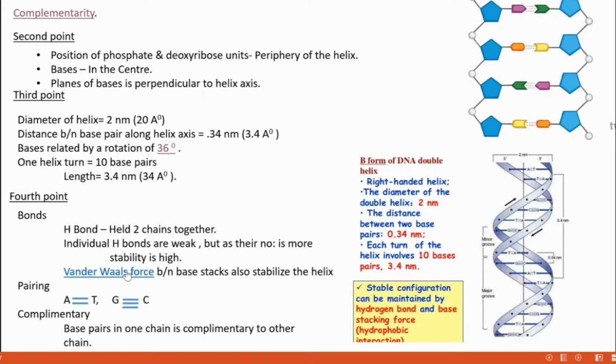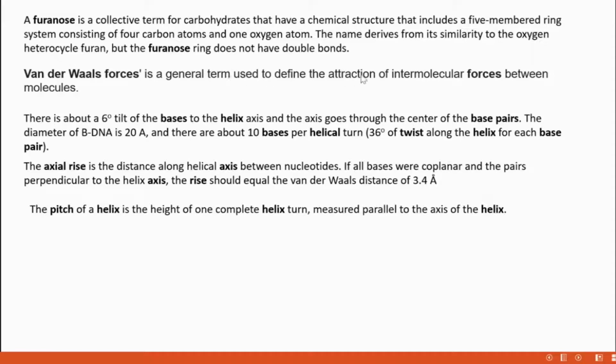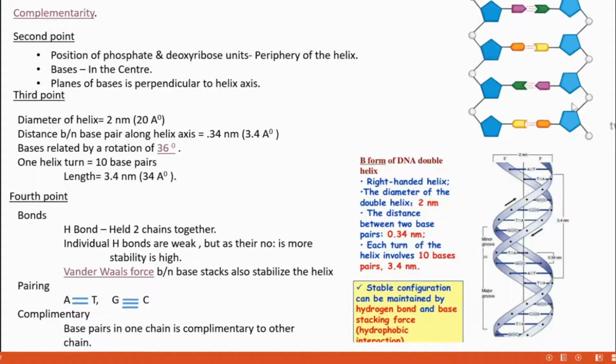Van der Waals force is a type of weak force that exists between intermolecules. Where is it acting? It is acting between the stacked bases. This is one base pair and this is another base pair. They are stacked one above the other, and between the stacked base pairs, which force is acting? Van der Waals force, and it gives stability to keep the structure intact.